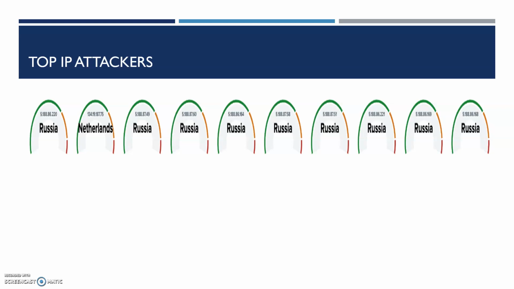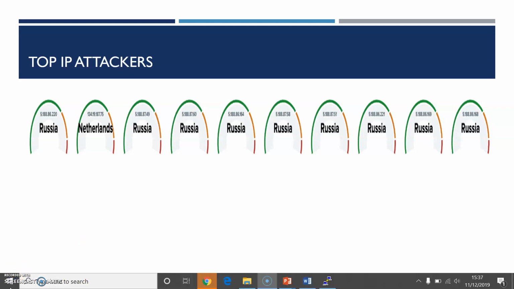Okay, so top IP attackers. As we can see here, of the top 10 attackers, 9 out of 10 are shown as from Russia, but in fact, these are actually not all from Russia. In most cases, the IPs used are obfuscated to mask the true attackers.